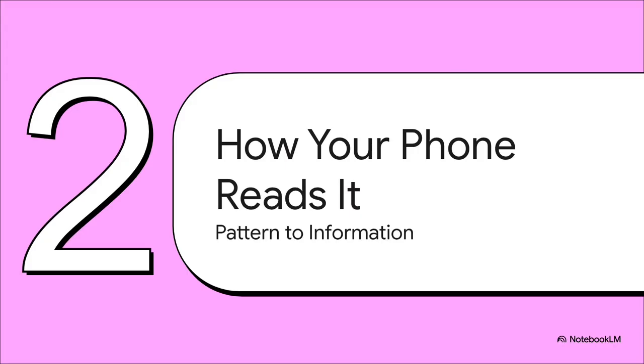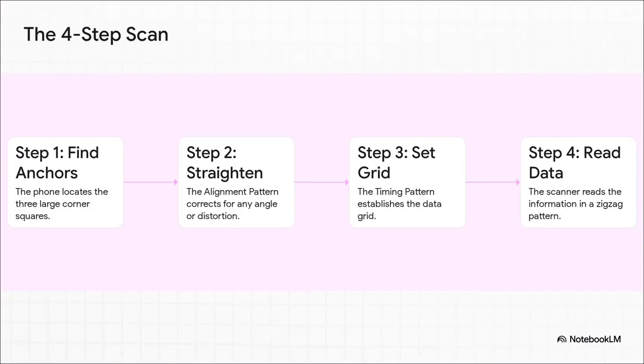Okay, so those are all the parts. But how does your phone take this pattern and turn it into something useful and do it in like half a second? It all happens in a blink of an eye, really. 4 super fast steps. 1, your phone locks onto the anchors. 2, it straightens out the perspective. 3, the timing pattern lays out the grid. And finally, 4, it reads all the little data squares in a zigzag pattern, turning them into information. It is just that fast.